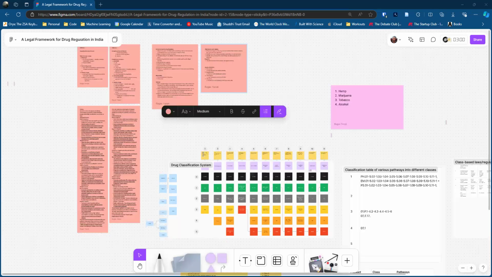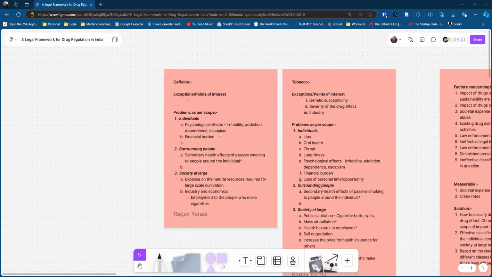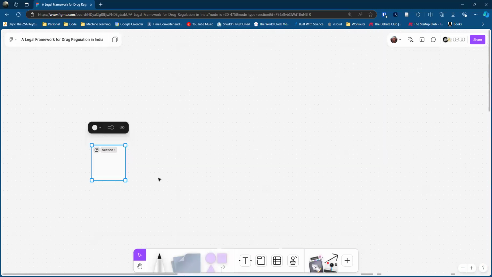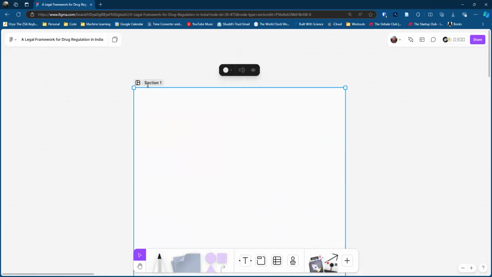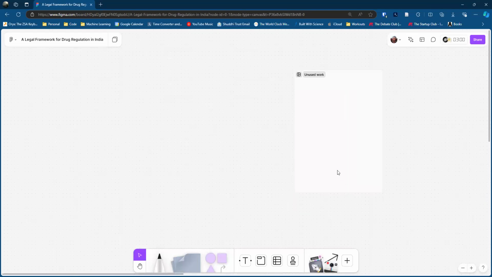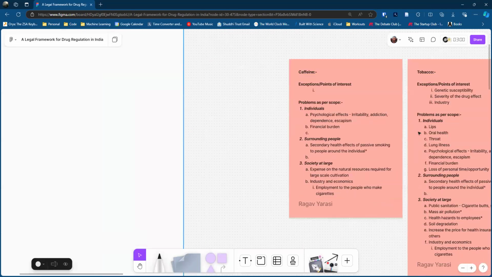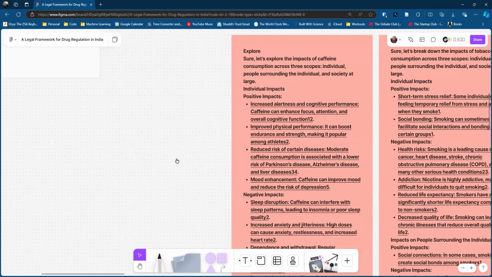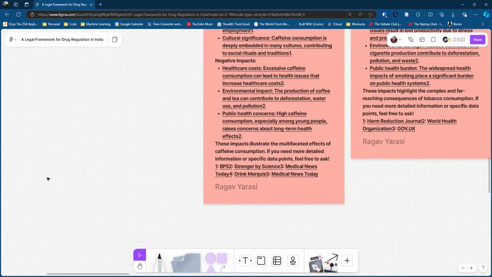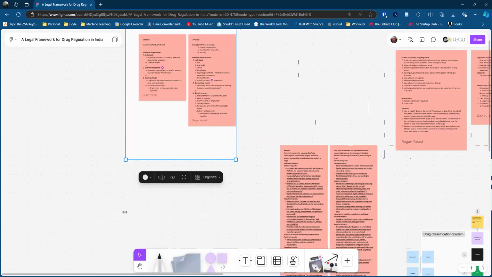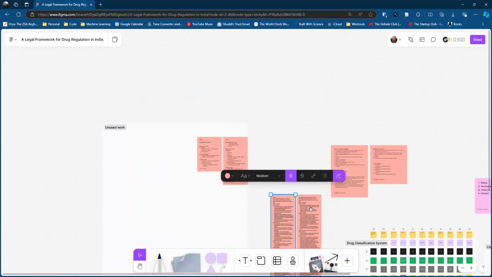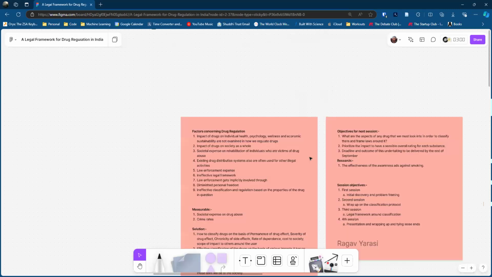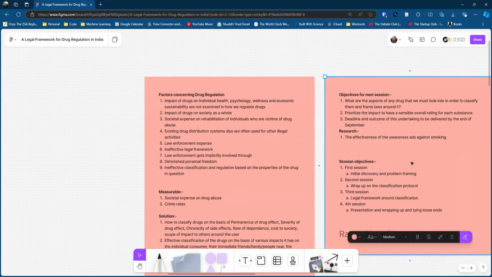Let's actually see some of these things that we've added here. Caffeine, individuals, so we'll just create a separate section, because we don't want to lose some of the work. Maybe it's relevant in terms of coming in later on. If we look at some of these things, we can have some context. Unused work. So this stuff is all unused work. Yeah, we'll just summarize this further down. And this is also just for scrap here.